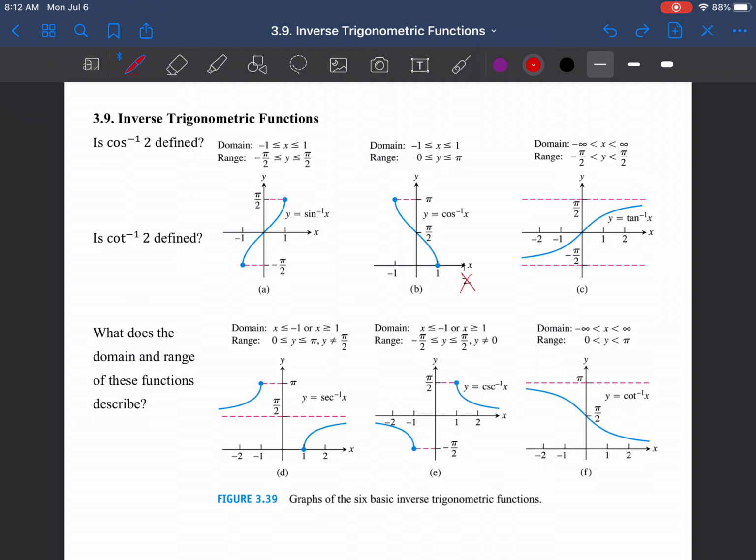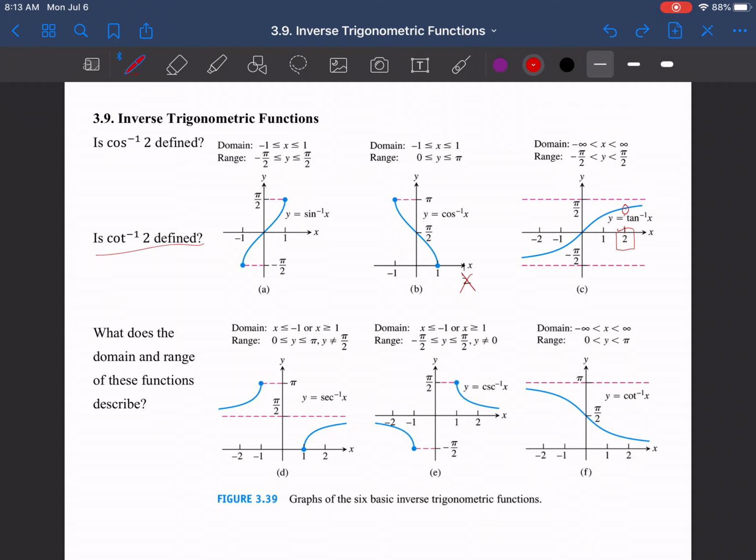And then what about arc cotangent? Is it arc cotangent of 2, is it defined? And the answer is yes. Look, if you look here at 2, on arc cotangent, absolutely, there you go. We can have a value for it. Its domain goes from negative infinity to positive infinity. It's not restricted, it's not cut off between -1 and 1 like the arc cosine and arc sine.